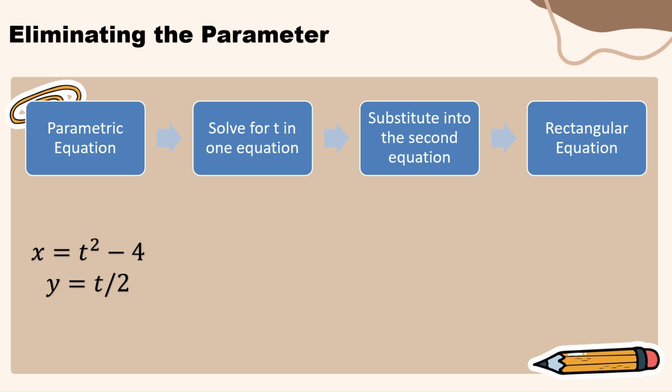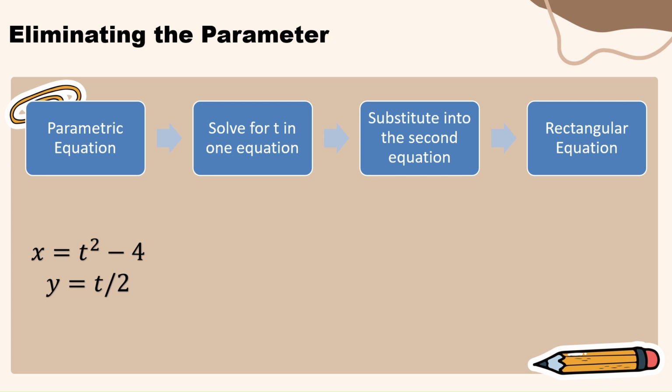So our given parametric equation is this one. X is equal to t squared minus 4, while our y is equal to t over 2. So select lang muna tayo between these two. Kung alin yung one equation na gagamitin natin in order to convert the other equation into the rectangular one.